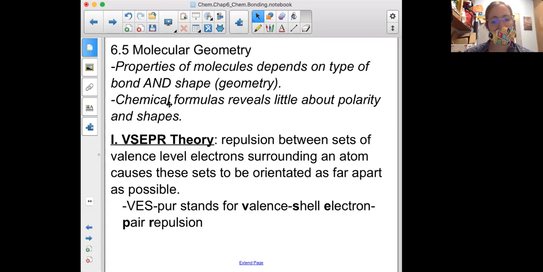The theory we're looking at today is called the VSEPR theory, and it deals with valence electrons and how they want to be as far away from each other as possible, because we have this repulsion force going on. By definition, repulsion between sets of valence level electrons surrounding an atom causes these sets to be orientated as far apart as possible. And VSEPR literally stands for valence shell electron pair repulsion.